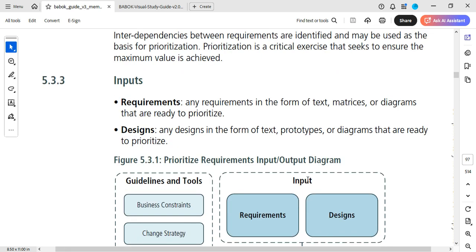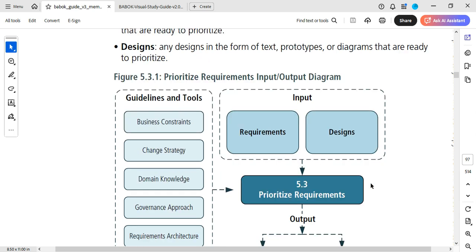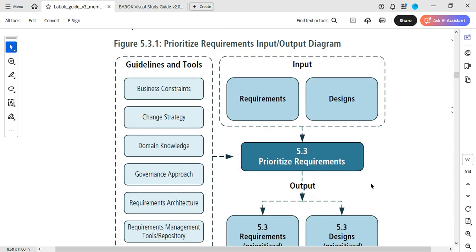So let's look at your input. For prioritization, you will need to know your requirements or the business requirements: any requirement in the form of text, matrices, or diagrams that are ready to prioritize. Designs as well: any designs in the form of text, prototypes, or diagrams that are ready to prioritize. So looking at our prioritize requirements input-output diagram, we have your requirements and designs as the input.